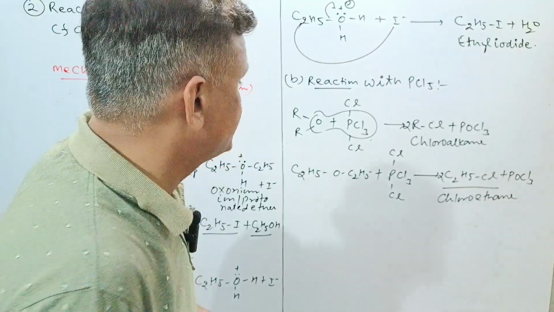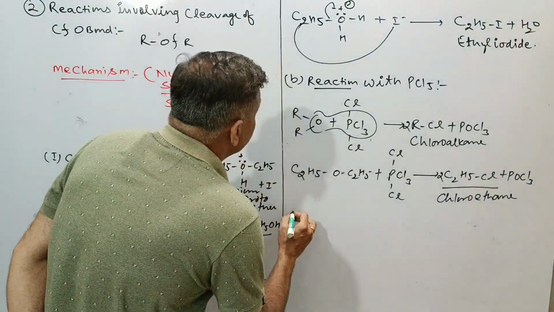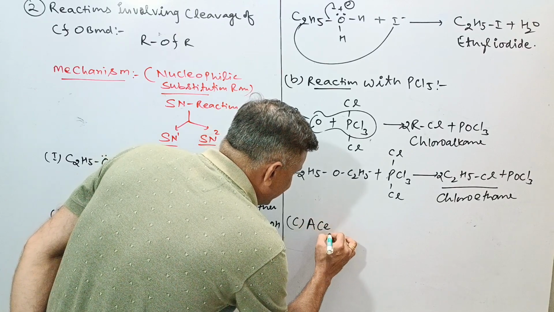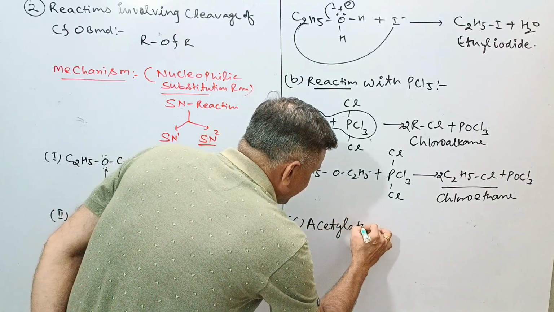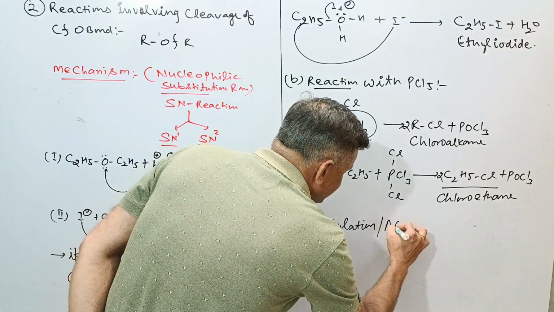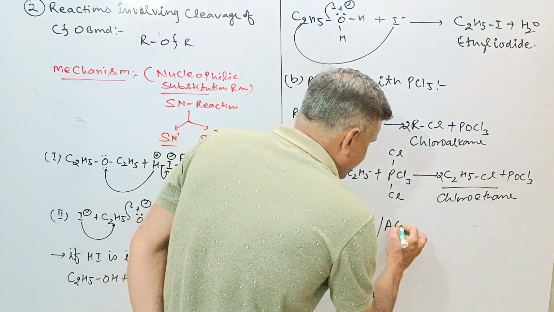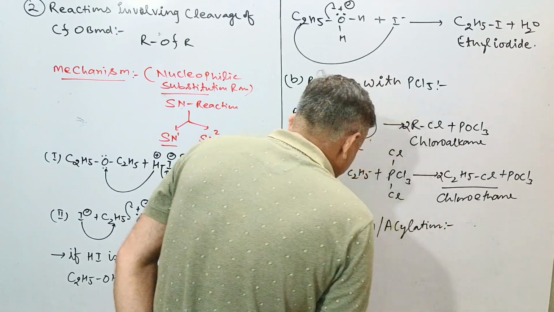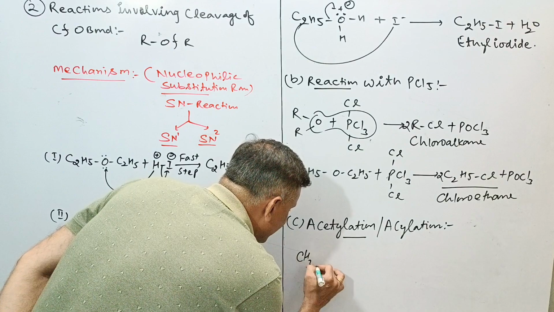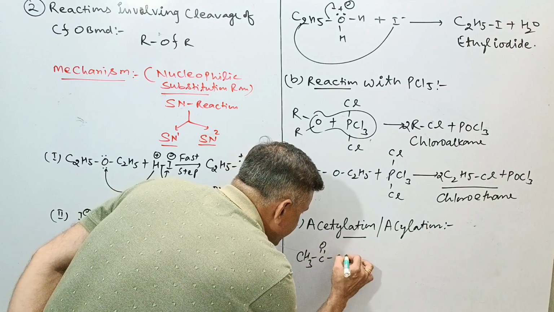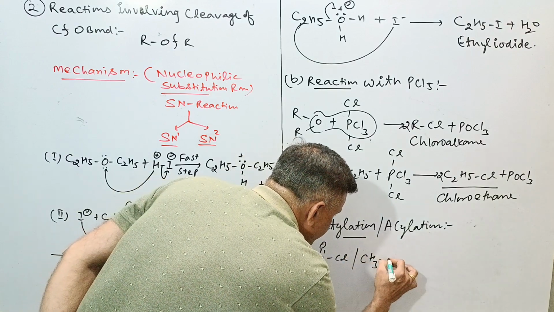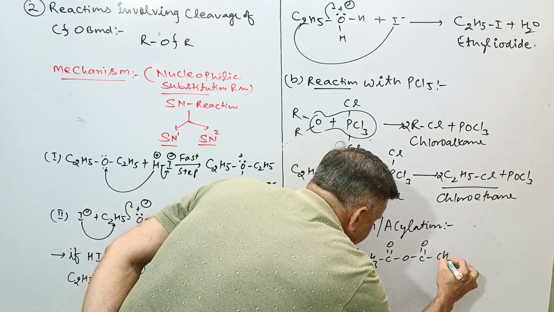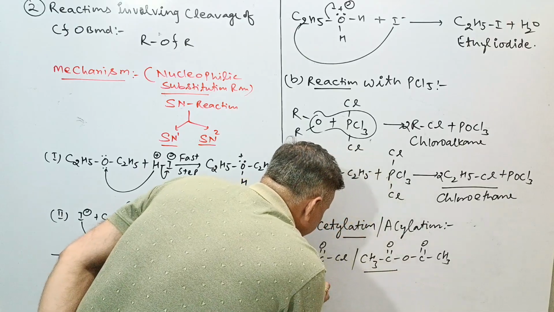Now I would like to go with the third reaction. What is that? You can say acylation or acetylation. Acylation or acetylation, both are the same. For this, it will use either acyl chloride CH3COCl, or here will use acetic anhydride (CH3CO)2O. Both can be used.